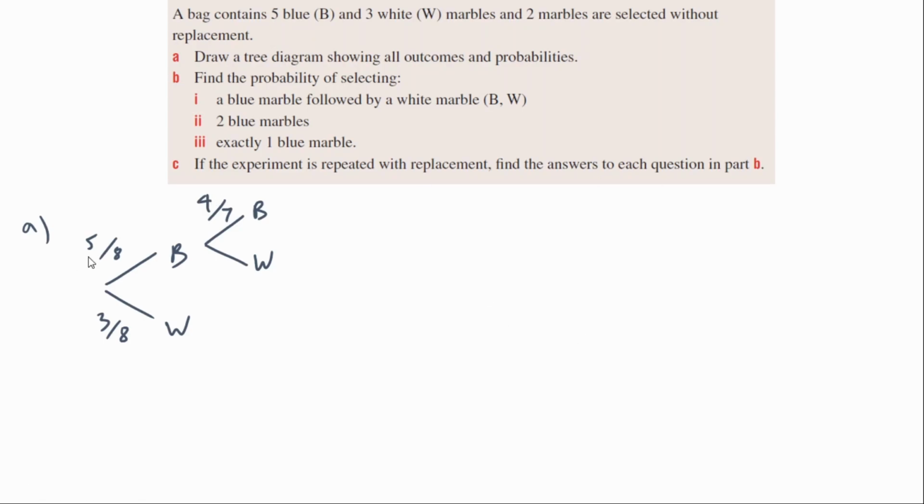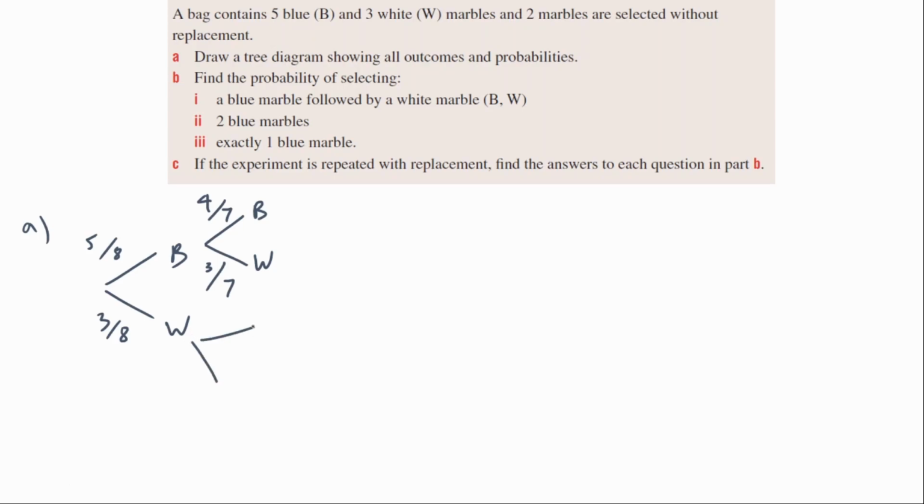And if I picked a blue at the start, the number of white doesn't change. There's still going to be 3 white marbles left in there. But once again, the total is going to drop down to 7. Because initially we had a total of 8 marbles. If I take 1, there's going to be 7 left. And moving on to the next one.